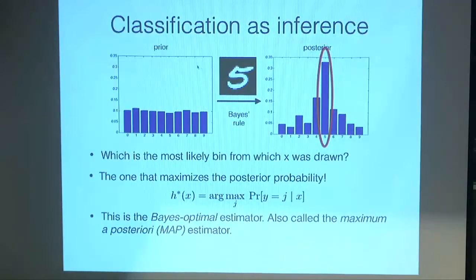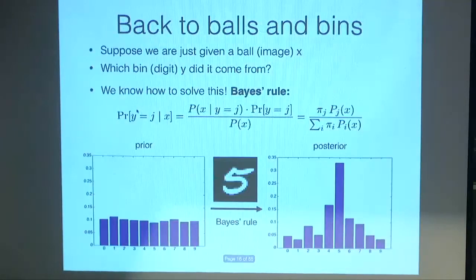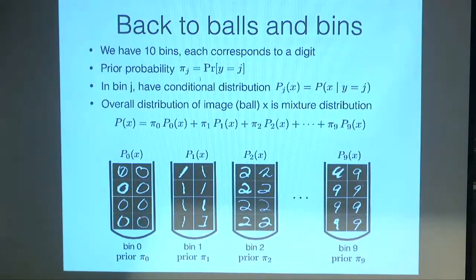Yes, question? Can you explain exactly what the prior graph is showing? What this prior means? This is showing, so we have 10 digits, right? We have digits 0, 1, 2 to 9. And the height of this bar corresponds to the prior probability of that digit. So here, the prior probability of digit 0 is about 0.1, probability of digit 1 is about 0.12, and so on. So these are the values pi sub j.